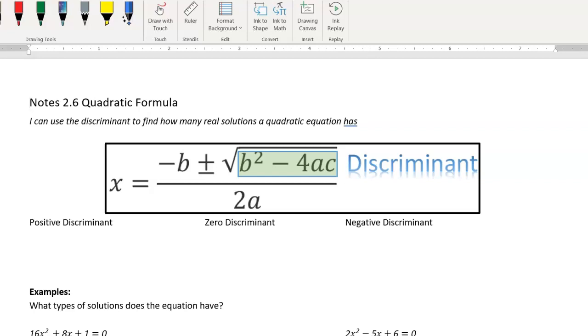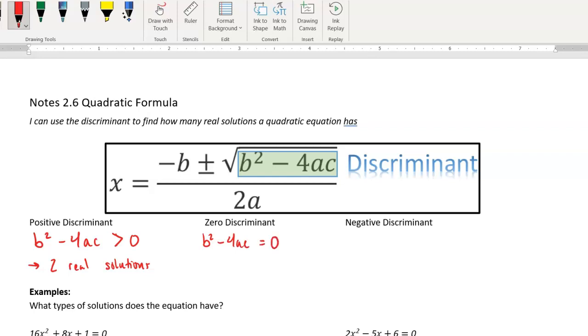If we take b squared minus 4ac and we get a positive answer, meaning it's greater than 0, that means that there's going to be two real solutions. And if we have b squared minus 4ac and we get exactly 0, that means that we only have one real solution.